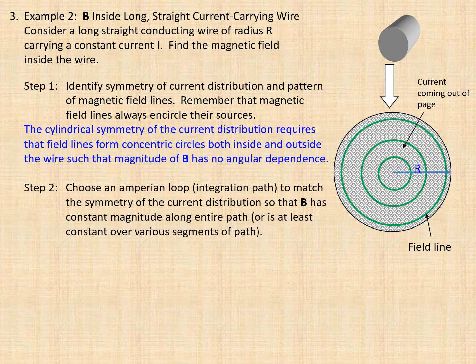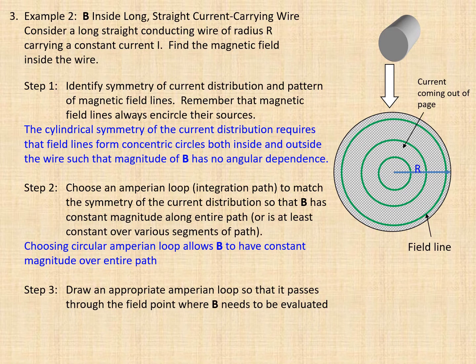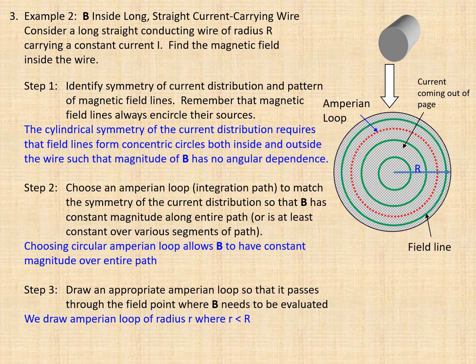In choosing the Amperian loop to match the symmetry of the current distribution, the obvious choice would be a circular Amperian loop so that B, the magnetic field, would be constant in magnitude over the entire path. We will draw the Amperian loop at an arbitrary point inside of the wire where we want to evaluate the magnetic field. So in this case, we'll draw a circular Amperian loop of radius little r, which is inside of the wire.